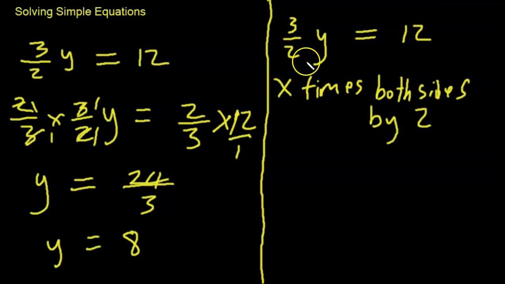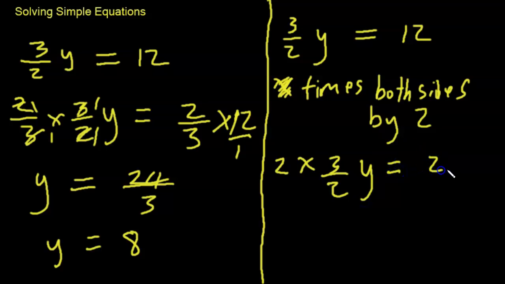So say, for example, it was 3 over 5. You multiply both sides by 5. Say it was 3 over 7. You multiply both sides by 7. So you multiply both sides by whatever the fraction is that you want to get rid of. So I multiply both sides by 2. So 2 times 3 over 2 times y equals 2 times 12.